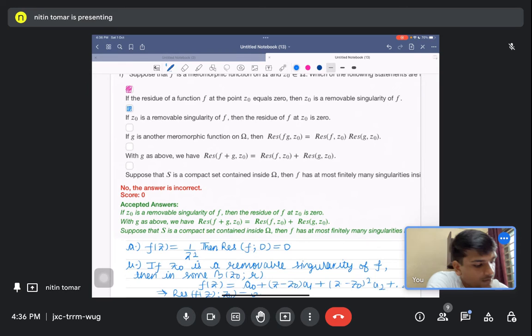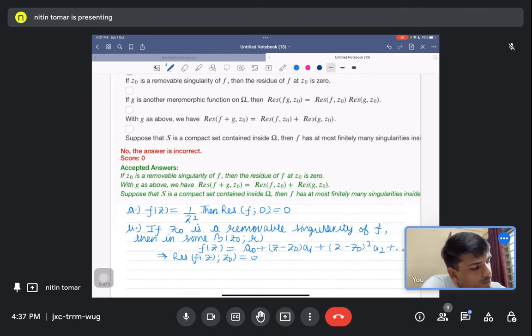Now if g is another meromorphic function, then what is the relation between the product of their residues? Is the residue of the product of the functions the product of the residues? What do you think?